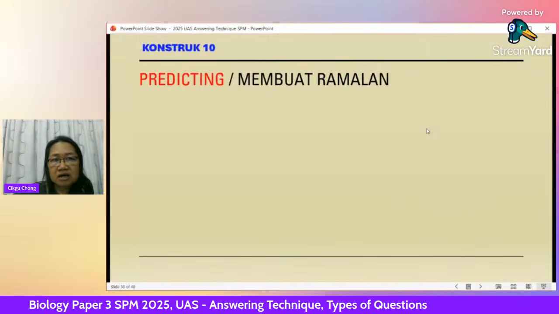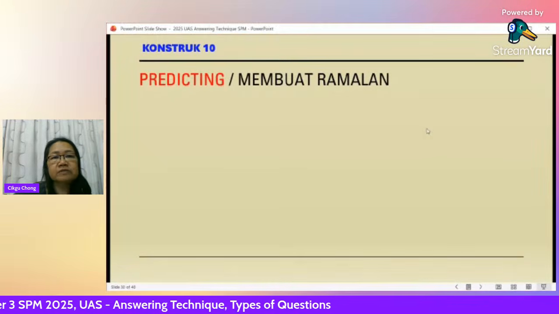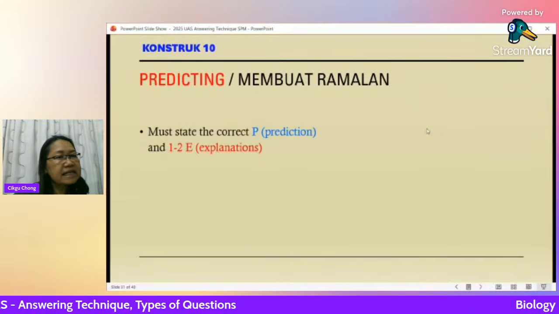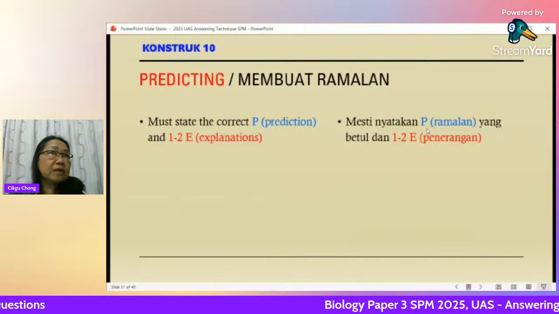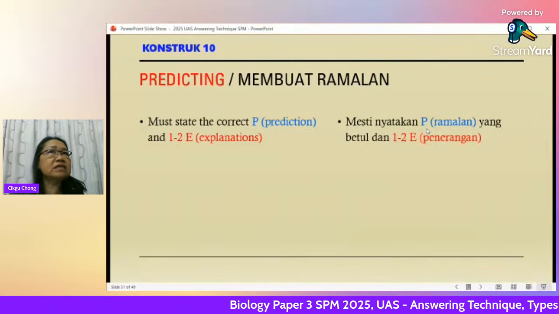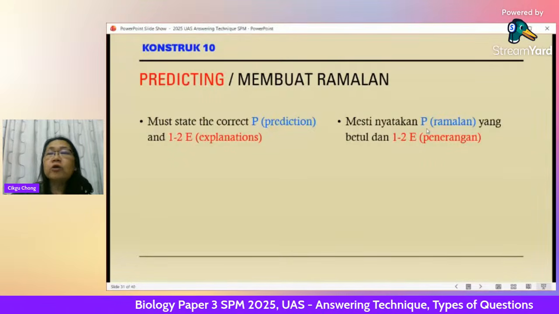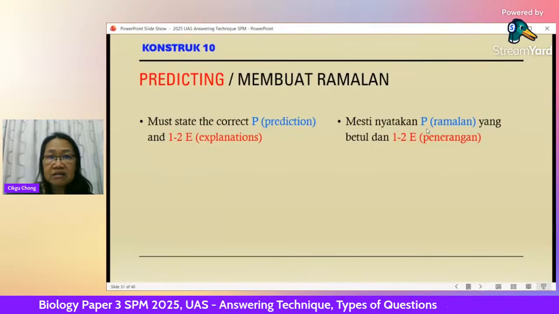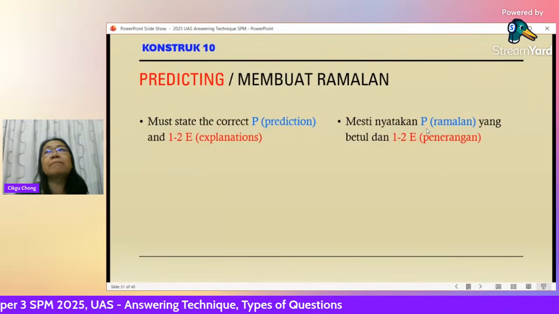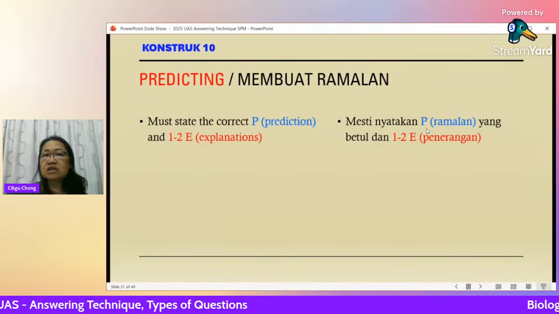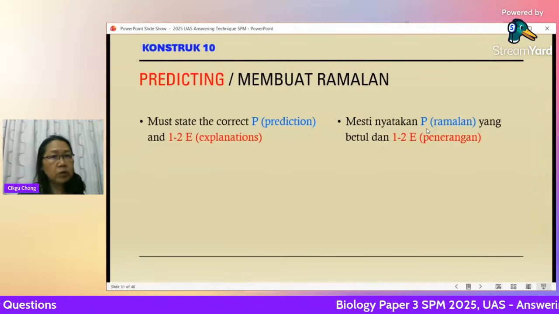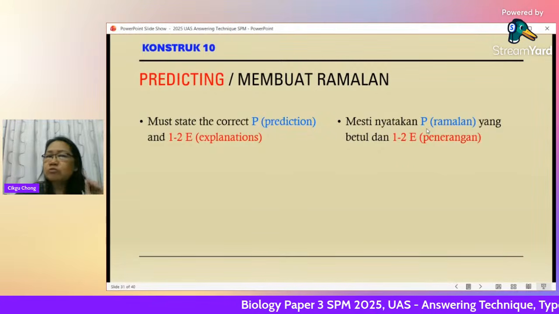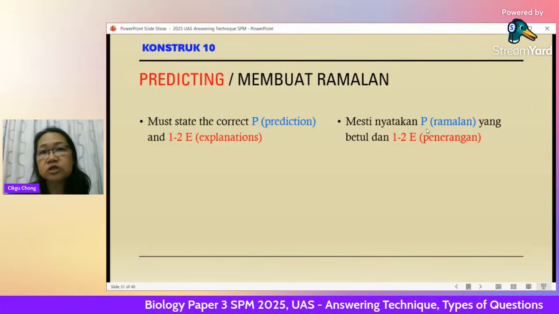Okay, prediction. Second last construct. Prediction is quite easy if you know the theory. Let's say if you're talking about enzymes, you must know that when you increase the temperature, your enzymes will stop working, isn't it? Temperature is too high, for example, up to 50 degrees Celsius. You must know that the rate of reaction will be slow already, because of the theory. So predicting, you can fall back on theory, yes.